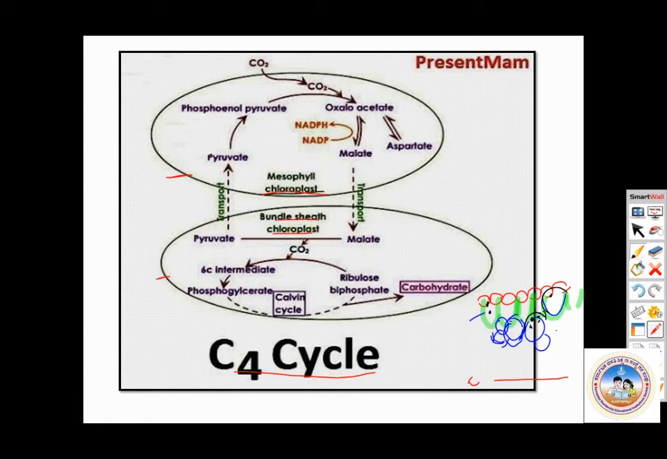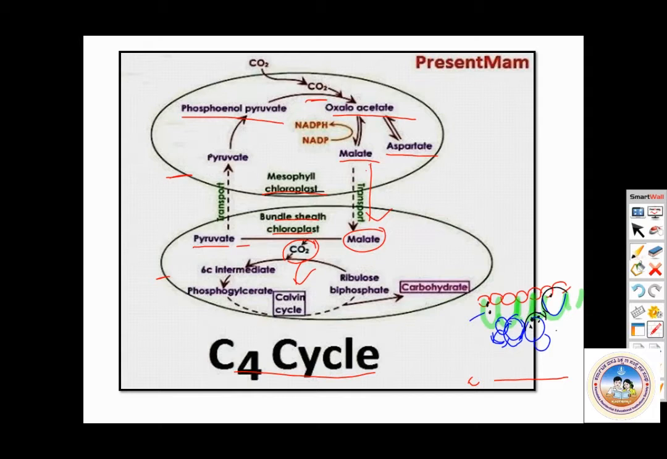Now let's start the cycle. Phosphoenol pyruvate is a carbon dioxide acceptor. Once it receives the carbon dioxide, it will get converted into a 4-carbon compound called oxaloacetate. Now the oxaloacetate will get converted into either malate or aspartate. Either one of them will get transported into the bundle sheath, where malate will get converted into pyruvate, and carbon dioxide will be liberated, that is, decarboxylation. The carbon dioxide so produced will go to your Calvin cycle.